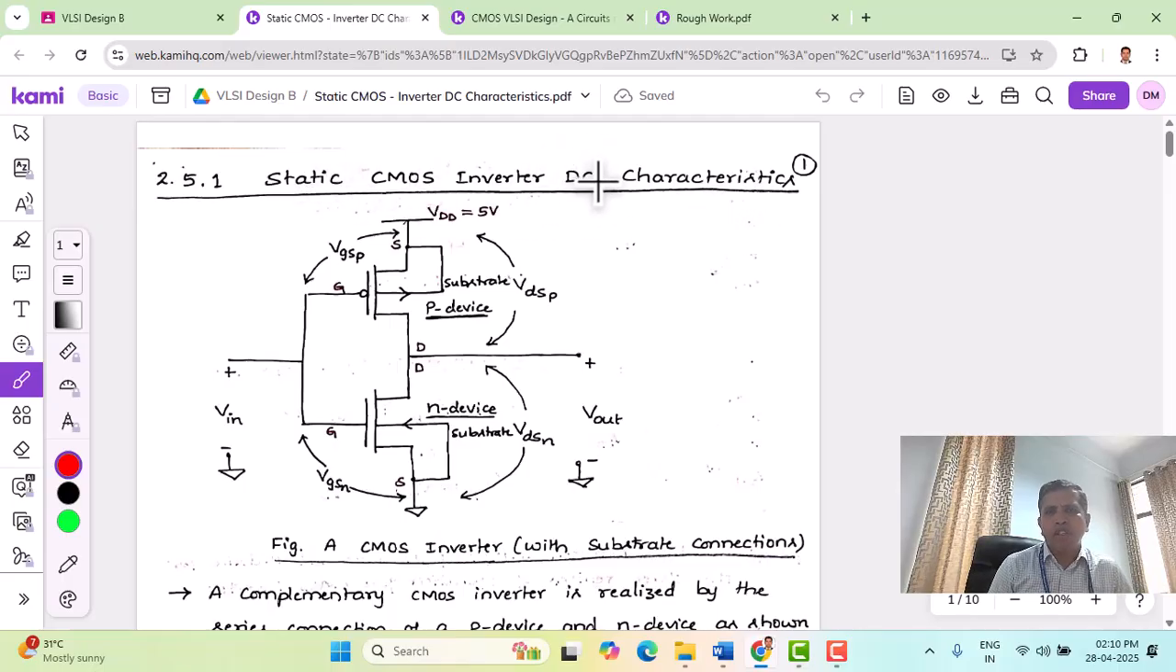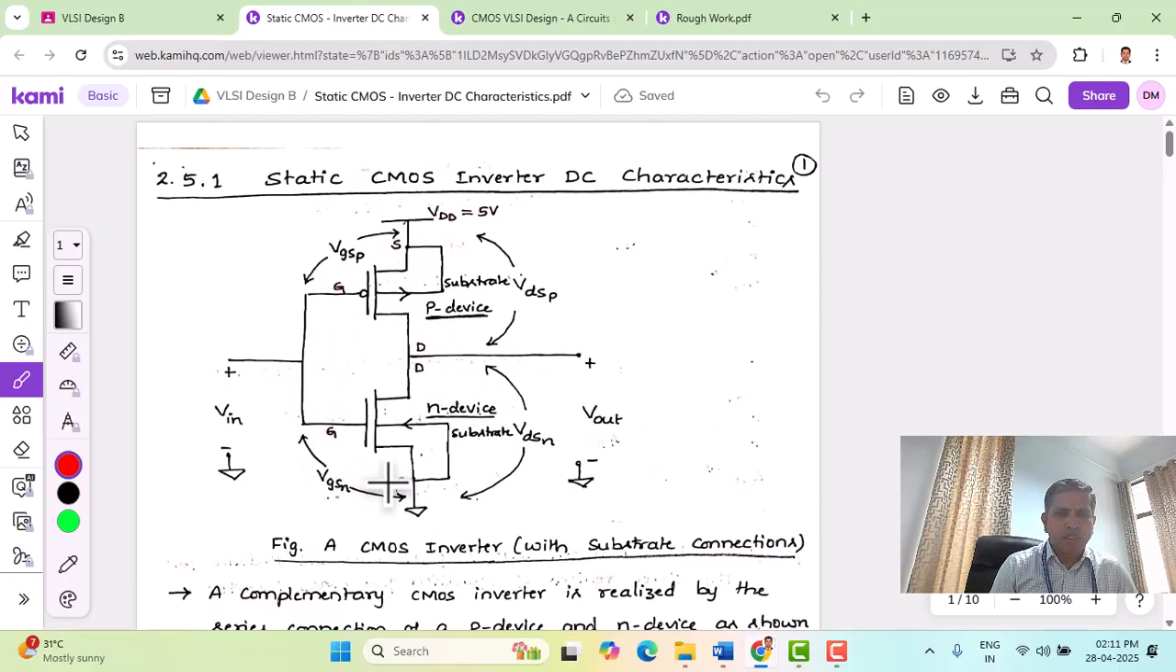And the reason why we have DC here is because we apply DC voltages at the input and measure the DC voltages at the output. Here we are going to plot the inverter Vout versus Vin characteristics. Before going to the drawing of the inverter characteristics, let us try to understand the CMOS inverter and its working principle.